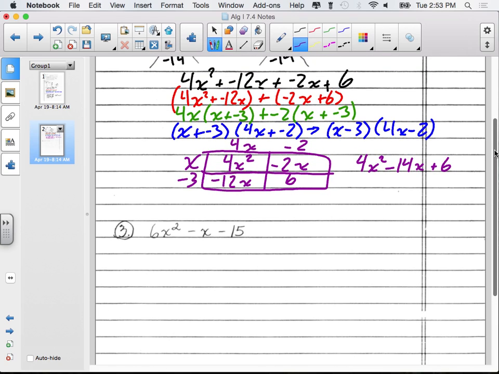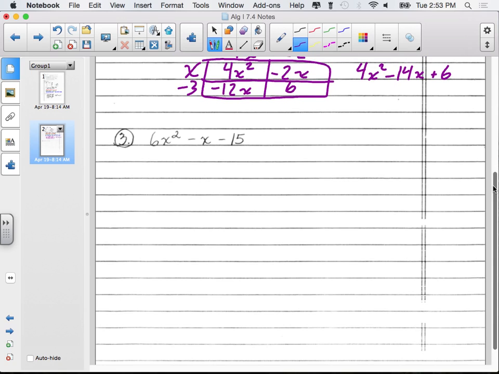Alright, anyone have any questions so far? This is pretty straightforward, it's just combining all the things we've done so far. Then, if you guys are so smart, you can try number 3 by yourselves.